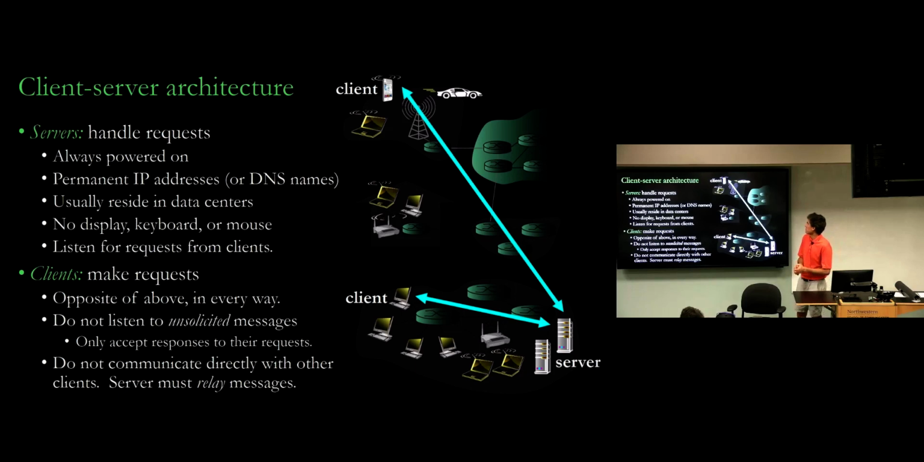So the client-server architectures, like I said, have clients and then servers, or maybe one server in the simplest case. So what's the difference between a client and a server? It's a pretty simple concept. The servers are there to serve clients, hence the name. They handle requests. So basically, the servers are always listening. They're always on. They have permanent IP addresses or DNS names, so that the clients know where to reach them. They're usually in a data center that has reliable power and cooling and all that stuff. And they don't have a keyboard or mouse. No one's using the server to browse the web or something. They just are running software that handles requests from clients.